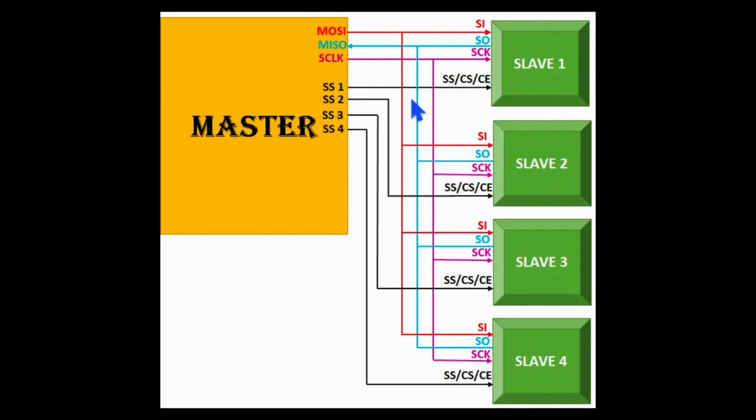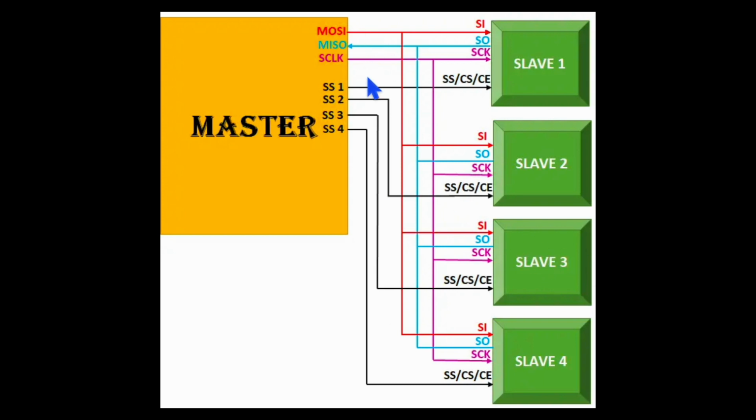slave select line. You can see here this slave 1 is connected over this slave select 1 line. This is connected over slave select 2 line. This is connected over slave select 3 line, and this is connected over slave select 4 line. So master will select with which slave it has to communicate, and it will make that line low for that particular slave. Let's suppose it has to communicate with slave 3. So it will make this line, slave select line 3, low for this slave 3.